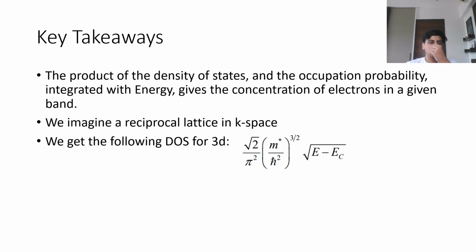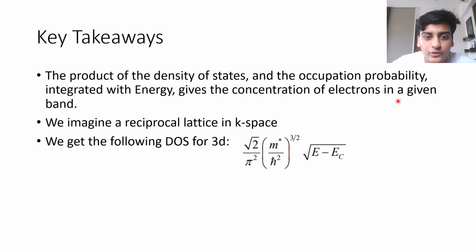Cool. So what are the key takeaways in this module? Firstly, the product of the density of states and the occupation probability integrated over energy gives us the concentration of electrons in a given band. We imagined the conduction band, but similar can be applicable to other bands as well.